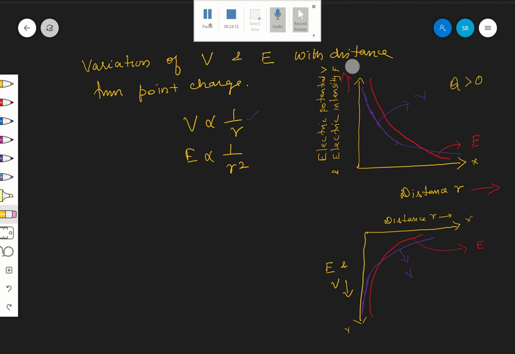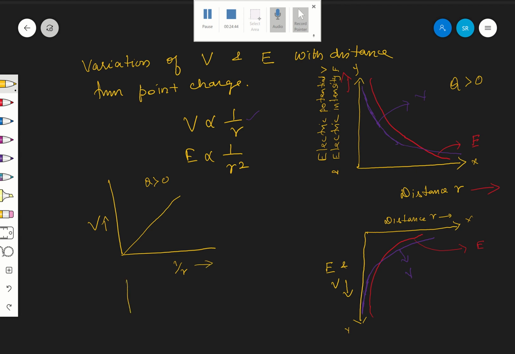Now one more thing, because you should know these things. You should see another one. If I want to plot a graph between V and 1 by R, for Q more than 0, it will be like this, because V is proportional to 1 by R.